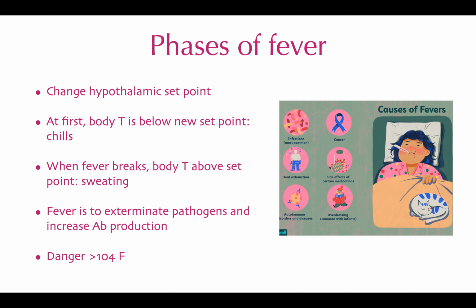The fever also works to increase the antibody production, so it is not a bad thing. It becomes a bad thing when the temperature goes above 104 degrees Fahrenheit. Once the temperature is at 104 degrees Fahrenheit, you must go to the emergency room. In the emergency room, we bring down the temperature using medication, aspirin, acetaminophen, or putting the patient in an ice bath.